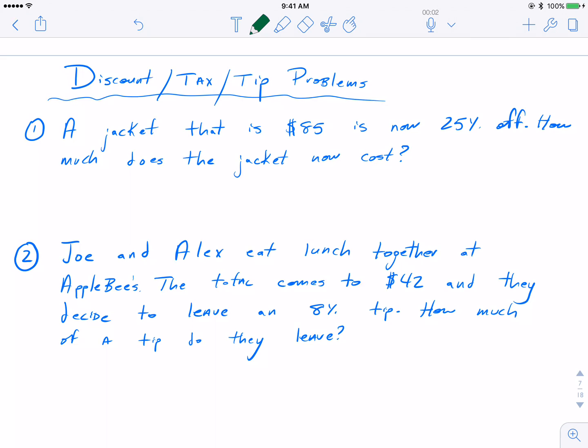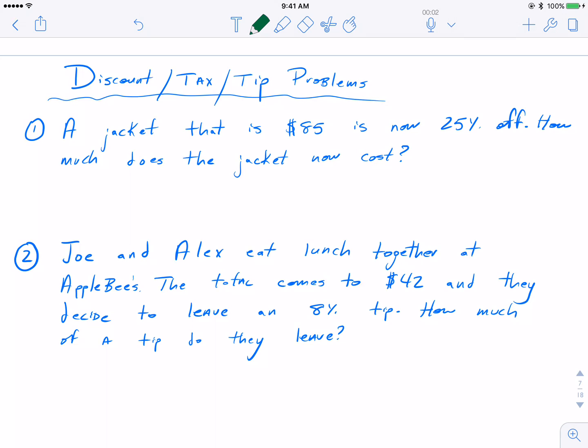So number one says, a jacket that is $85 is now 25% off. How much does this jacket now cost? So we're assuming it was $85 on the shelf. There's a 25% off coupon. So how much is it going to cost after that sale is applied?